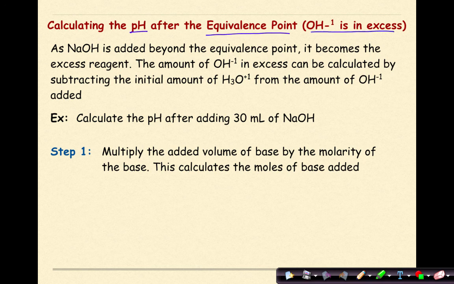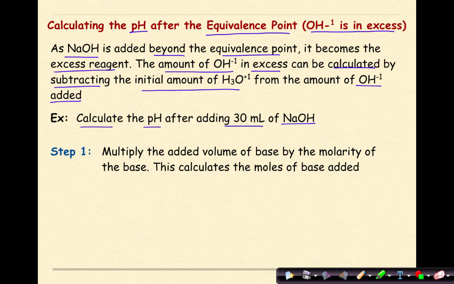Let's look at a situation where we calculate the pH after the equivalence point, where the hydroxide ion is in excess. As sodium hydroxide is added beyond the equivalence point, it becomes the excess reagent. The amount of hydroxide ions in excess can be calculated by subtracting the initial amount of hydronium ions from the amount of hydroxide ions added. Calculate the pH after adding 30 milliliters of sodium hydroxide.